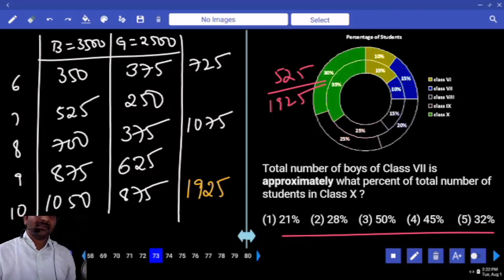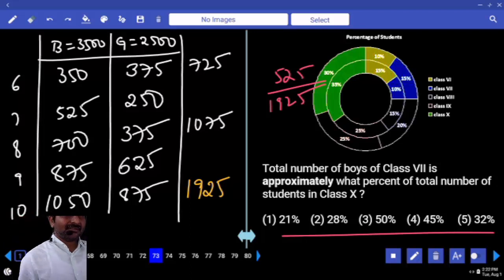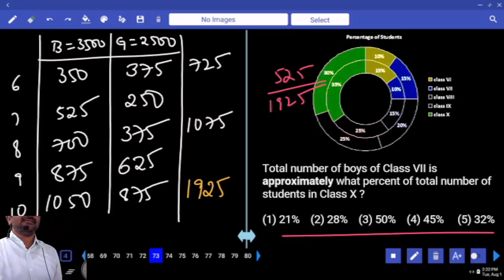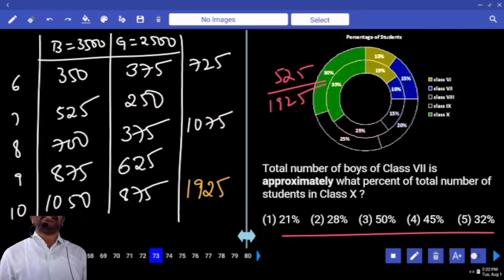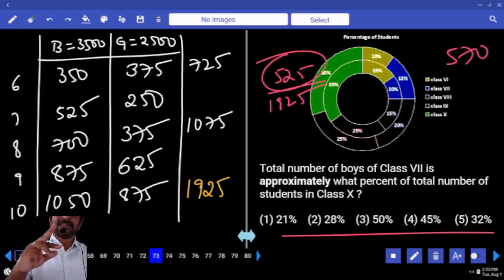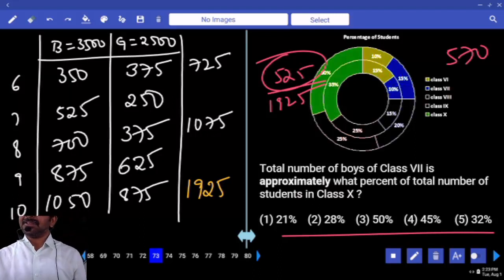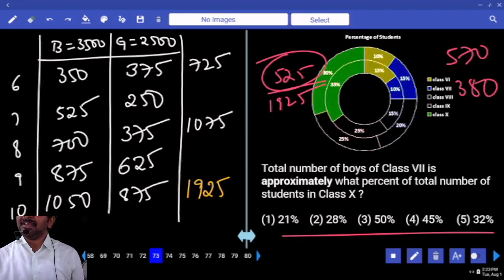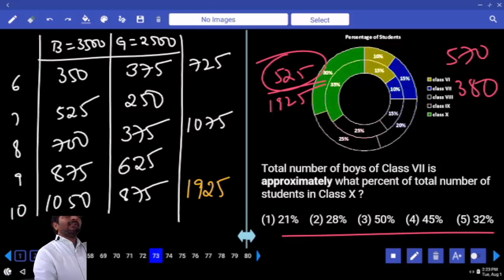190. What is 20%? 380. Our numerator is more than that. What is 30%? 190 times 3, 570. Our number is less than 570 only. So it has to be more than 20, less than 30. What is 20% you said? 380. Now, when you look at your options between 20 to 30 options are there.